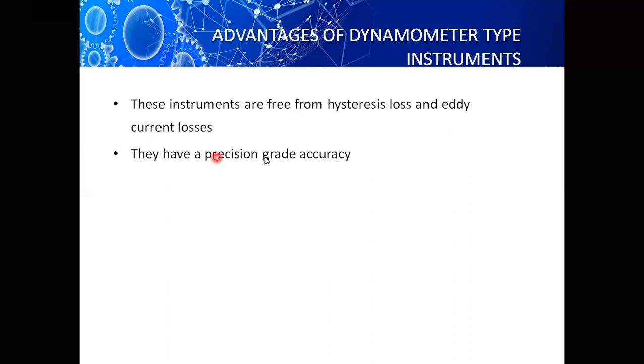They have precision grade accuracy because losses are very low. They come under precision grade accuracy. That means however many times we try to measure, the reading is going to be the same. It can be used to measure power to a great accuracy. Dynamometer type wattmeters are very popular. They work with great accuracy.